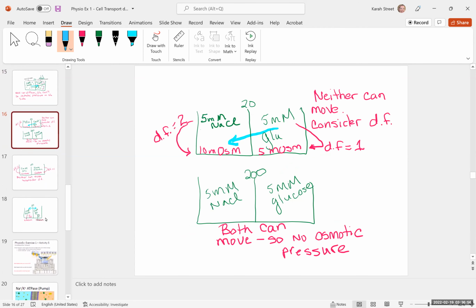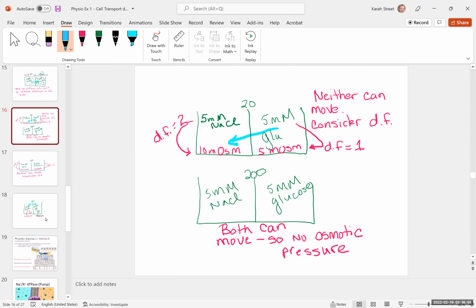Here are two more examples. In the top picture, we have a molecular weight cutoff dividing two chambers of 20. In the left chamber, I have 5 millimolar sodium chloride. In the right chamber, I have 5 millimolar glucose. Ask yourself the question, can either of these solutes diffuse through the membrane? The answer is no, neither can move, neither can dissociate.